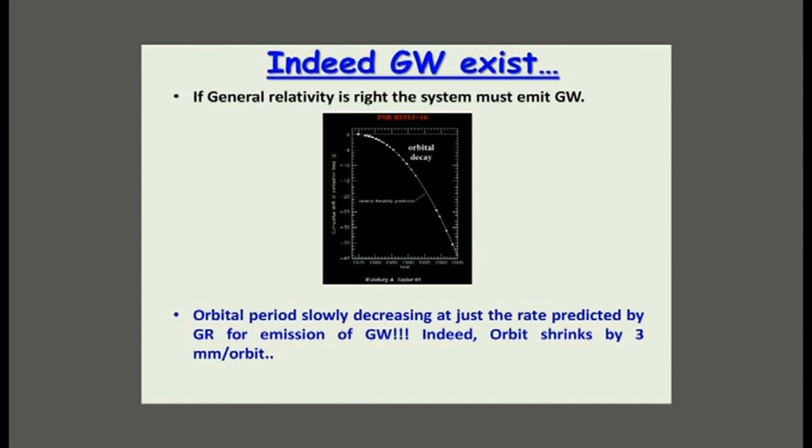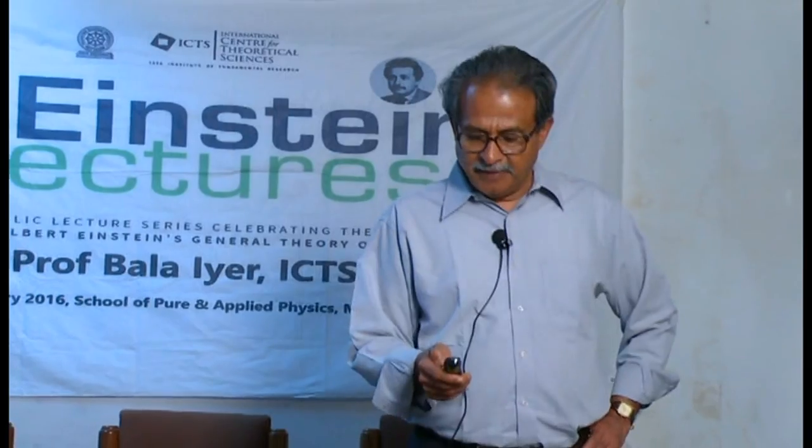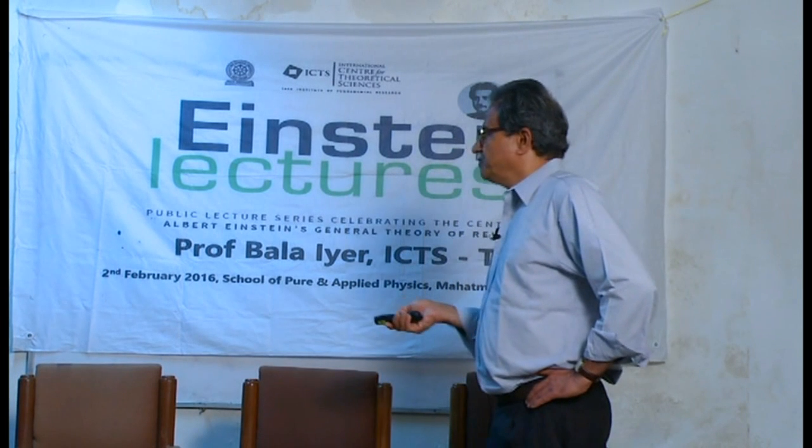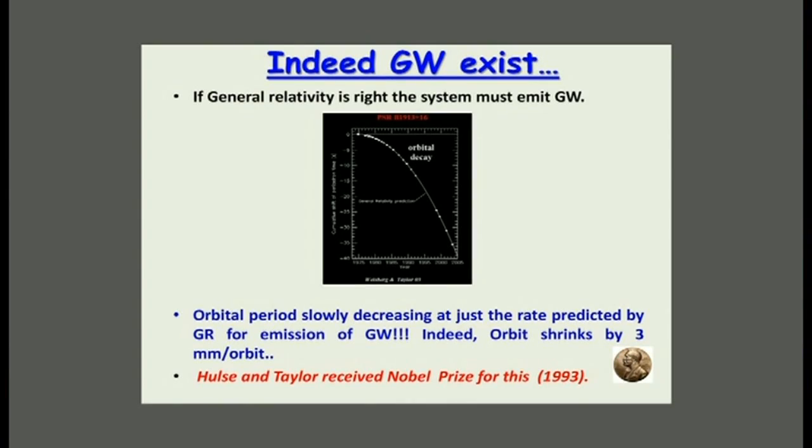The orbit is about 8 hours, and in 8 hours it shrinks about 3 millimeters. But because you can make measurements of the orbital period very accurately, you can actually confirm that it is indeed true, and for this discovery these two gentlemen received a Nobel Prize in 1993.